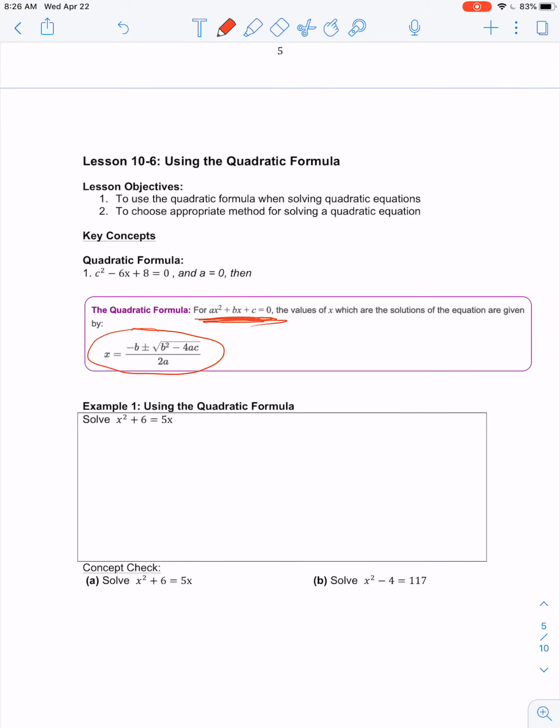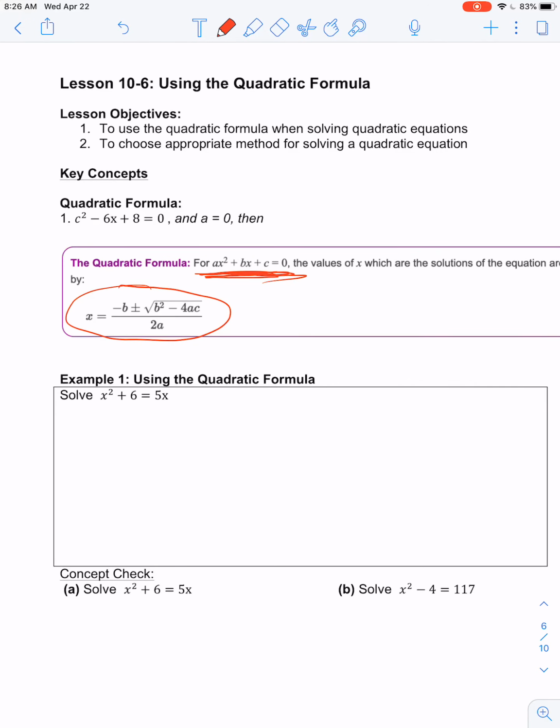So step 1 is to get everything onto the same side. I'm now going to look at example 1 of using the quadratic formula. So x squared plus, I'm going to subtract minus 5x from both sides. So x squared minus 5x plus 6 equals 0, right? Now from there, I need to find the values of a, b, and c. So again, we have ax squared plus bx plus c equals 0.